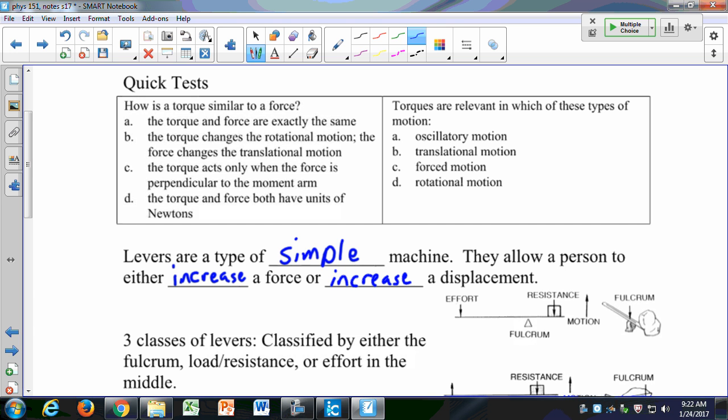In fact, that's generally true for most simple machines, with the exception of the pulley, though you can use a pulley to increase a force, but just a single pulley, you just redirect the force. We're not going to talk about pulleys. We're going to talk about levers. You can use those to increase a force or increase a displacement.